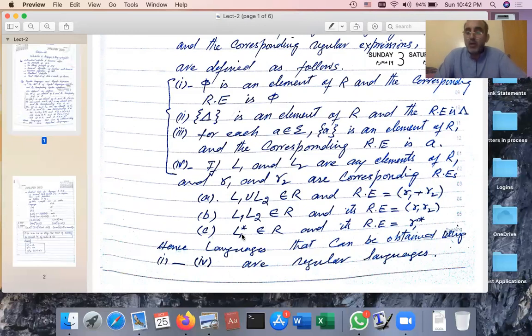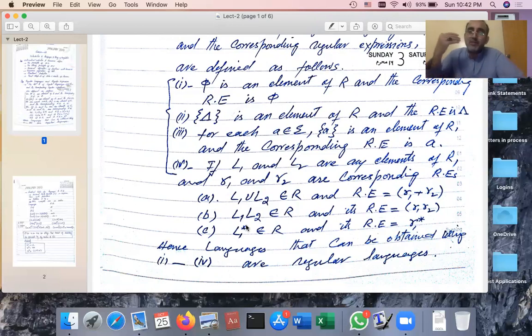Here it is L1 only, and you can take L2. So here, for understanding, we are taking L1, and then we have a Kleene star over it. And what is the meaning of star? It means all possible combinations of alphabets, including null. That is something that we have seen in our first lecture.